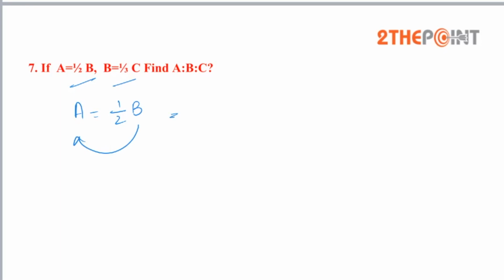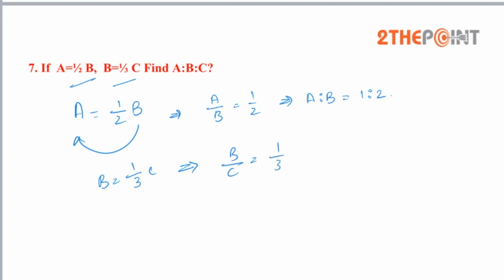Taking B on the other side, we get A by B is equal to 1 by 2, which can also be written as A is to B is equal to 1 is to 2. Similarly, B is equal to 1 by 3 of C, which can be written as B by C is equal to 1 by 3, or B is to C is equal to 1 is to 3.